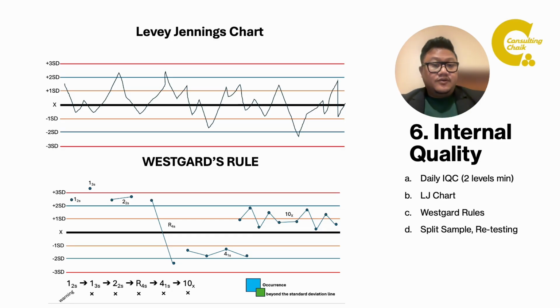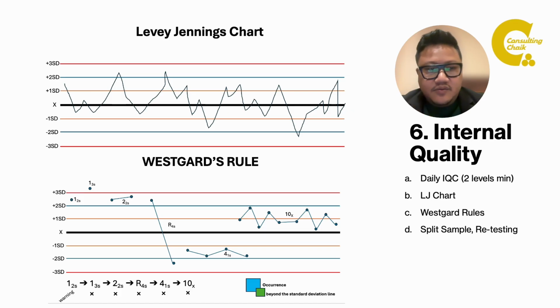Now, internal quality control. In internal quality control, for different departments, the processes are different. So let me just cover biochemistry, serology, and hemat. Daily IQC is required, minimum 2 levels, and you also need to cover the 24 hours time. So in order to save cost, in the morning you can run 2 levels, in the evening 1 level, and at night 1 level.